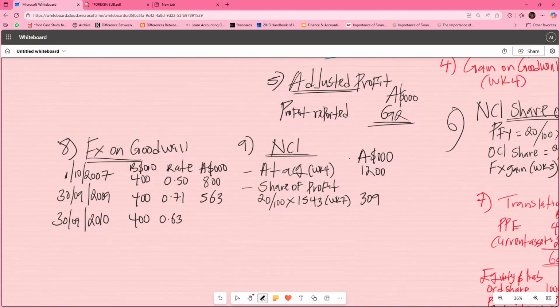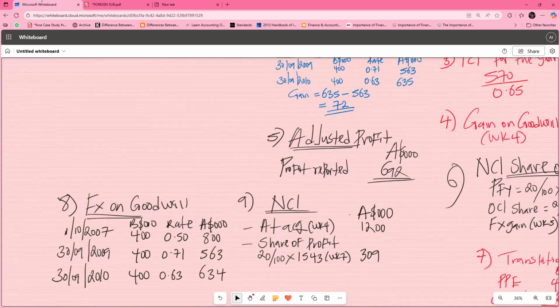563. And this one is 634. So I want to determine what is the overall loss or gain on this. We know that for the year, there's a gain of 72. But what is the overall? Because the SFP will look at it from an overall perspective: what is the overall gain or loss? But P&L is only interested in the gain for this year, not the gain for last year.